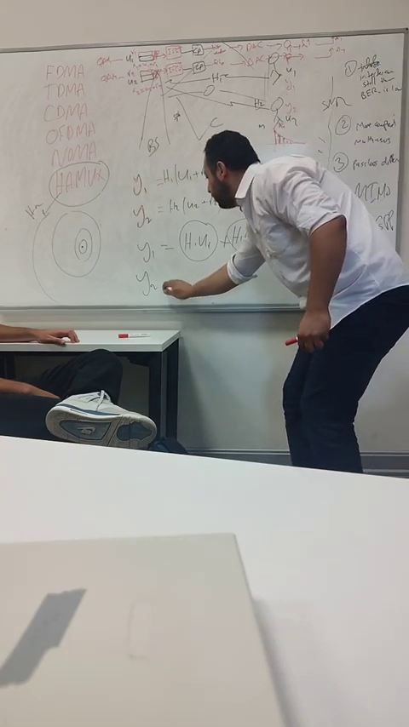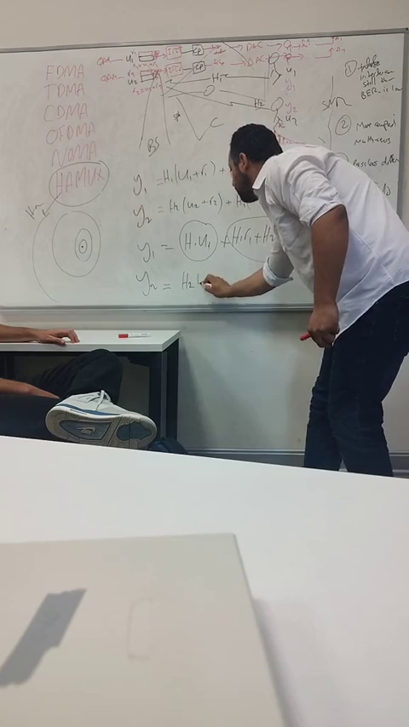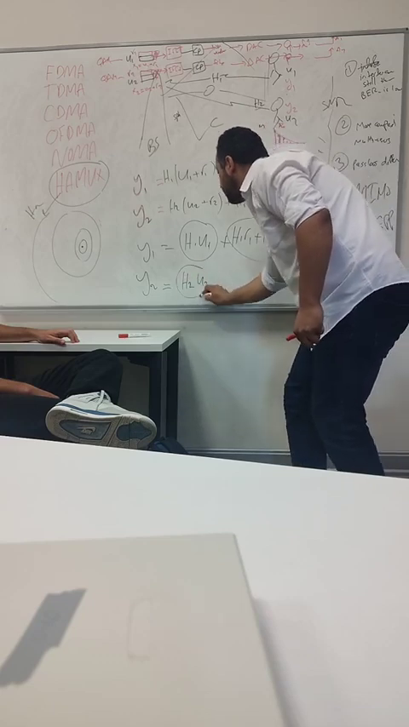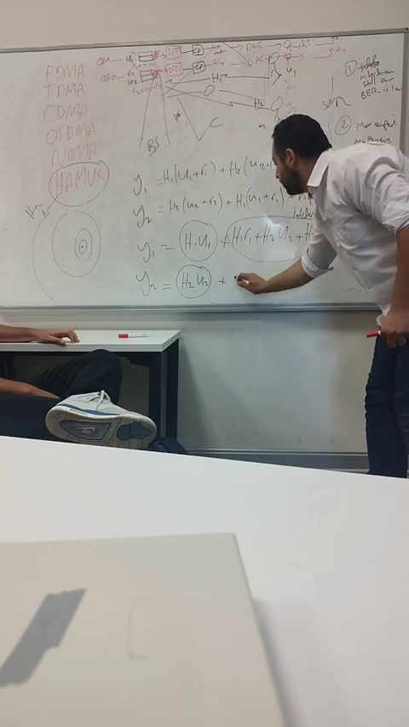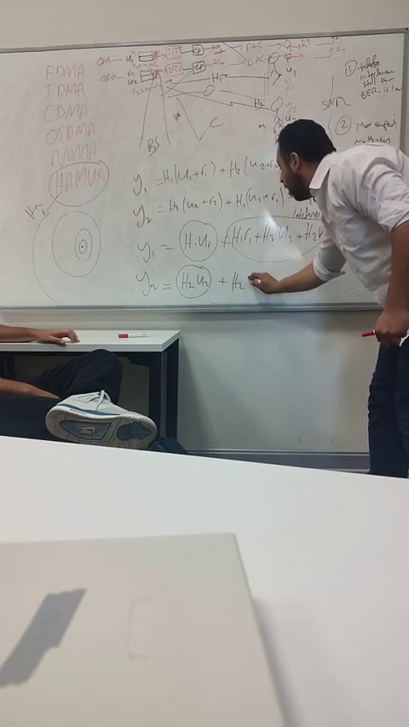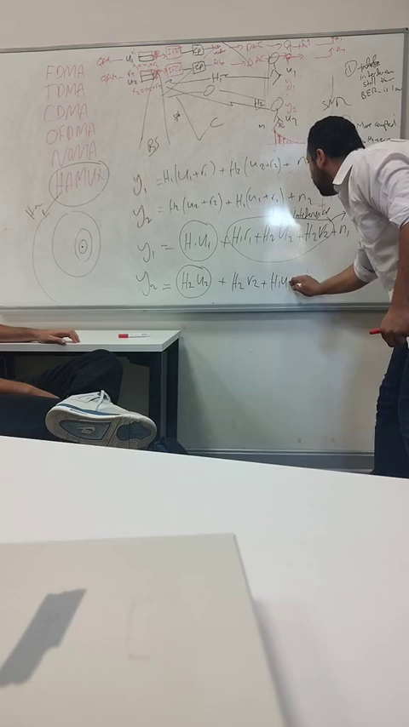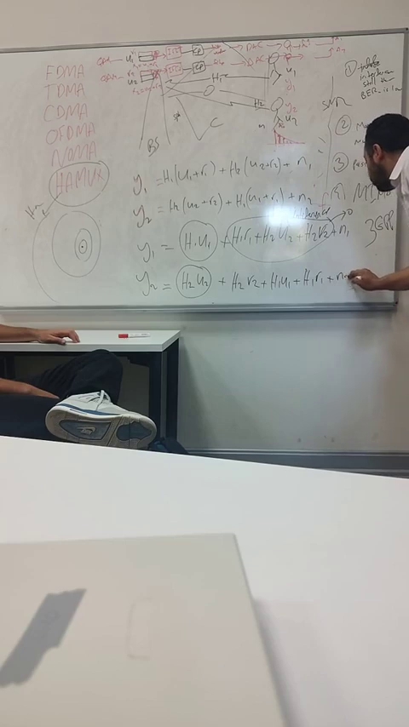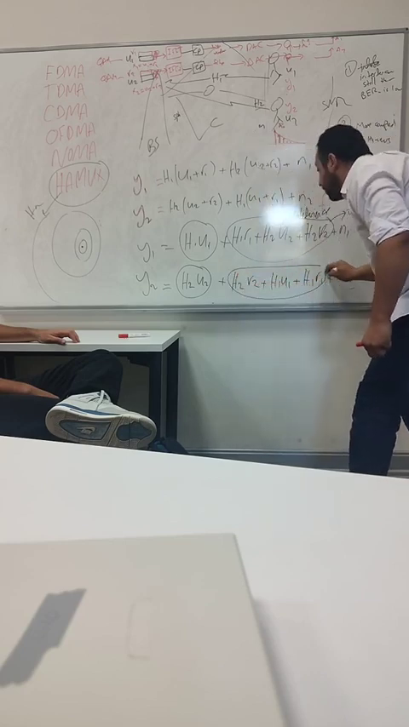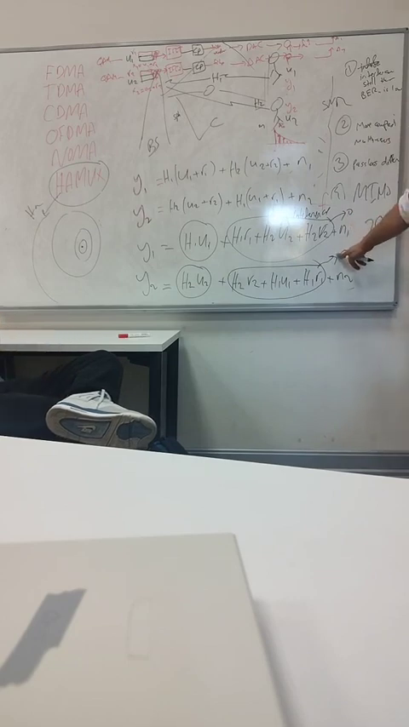For user 2, can you tell me what Y2 will be? H2, U2, this is the desired term. This is my signal. I want this. I'm interested in getting this. This is my own signal. But everything else, H2, R2 plus H1, U1 plus H1, R1 plus N2. Everything else here is interference with respect to user 2, and I want it to be 0 as well.